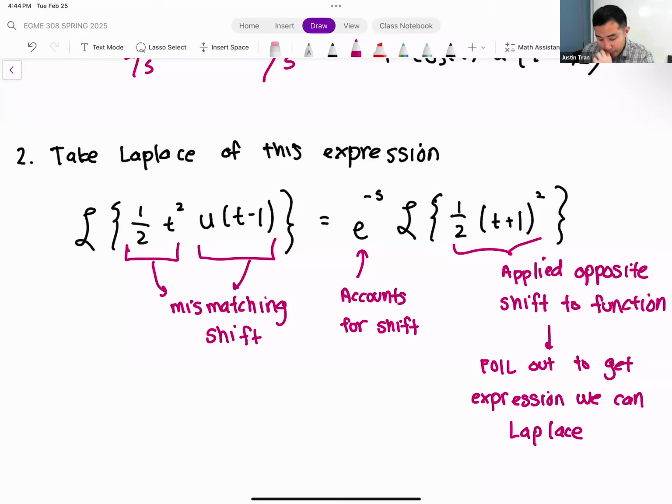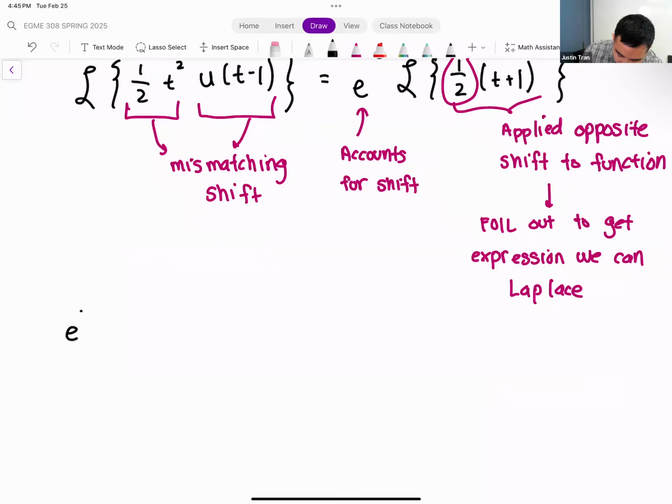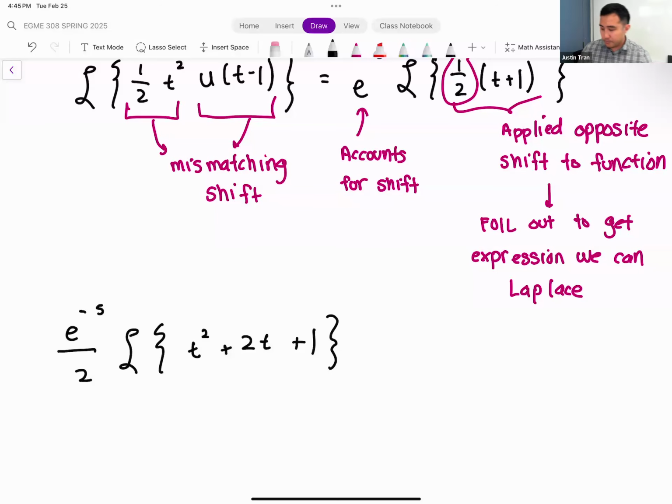Okay. Well, first thing I'm going to take the 1/2 and just pull that out, just because that one's just a constant. Okay. So right now we have e to the minus s over 2 times the Laplace transform of... I'm going to take that t plus 1 quantity squared and just FOIL it out. And so that's going to be t squared plus 2t plus 1. Okay.